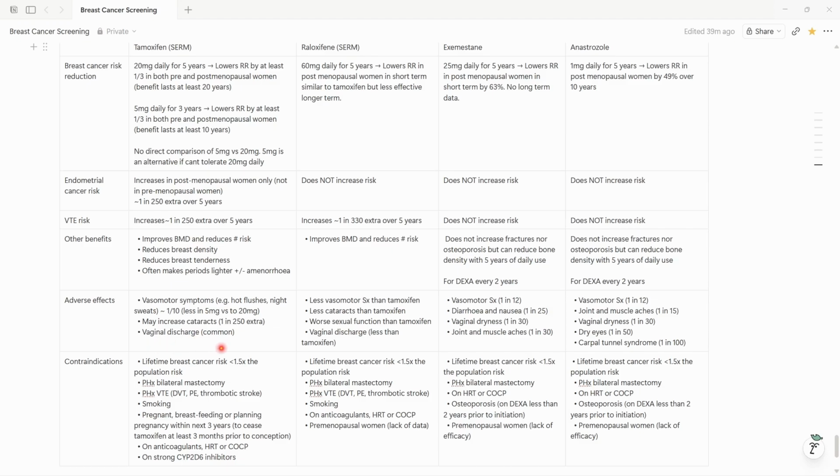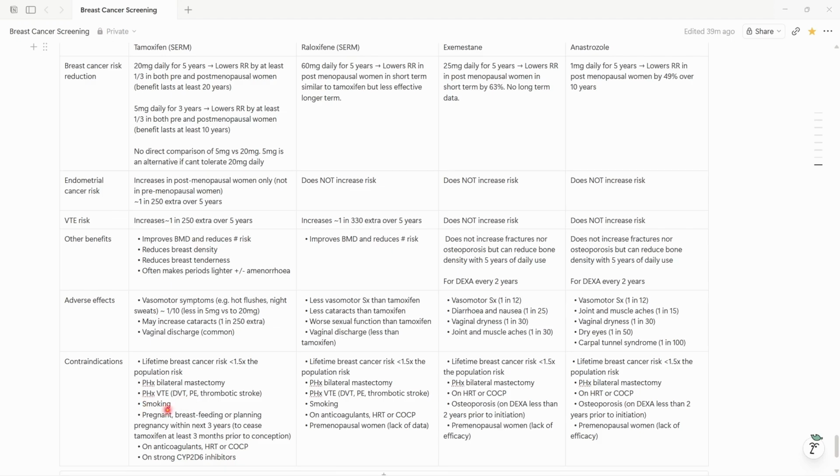The contraindications for tamoxifen are, first, if they don't have a high enough risk of breast cancer for the medication to be worthwhile for them. If they have a past history of bilateral mastectomy, because then they don't have any breast tissue for the benefit to be significant. If they have a past history of a blood clot, such as DVT, PE, or a thrombotic stroke, they should not get tamoxifen because tamoxifen increases their risk of blood clots.